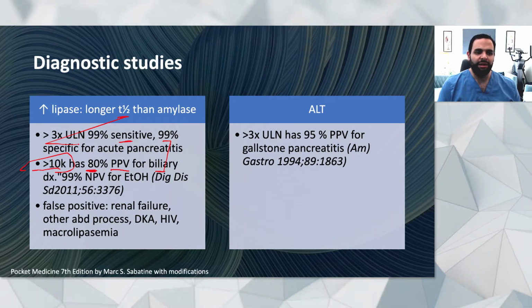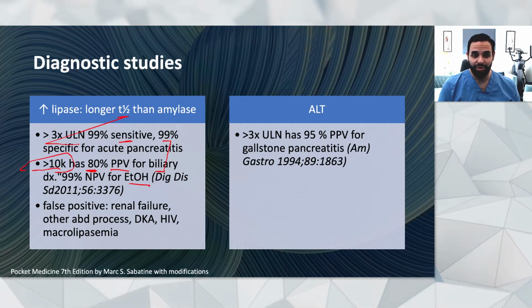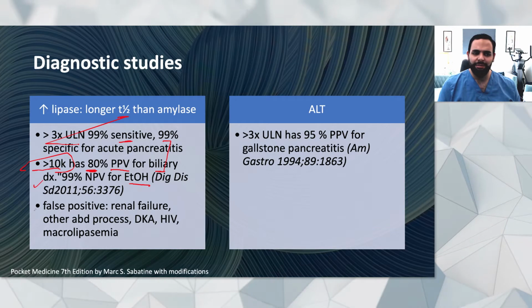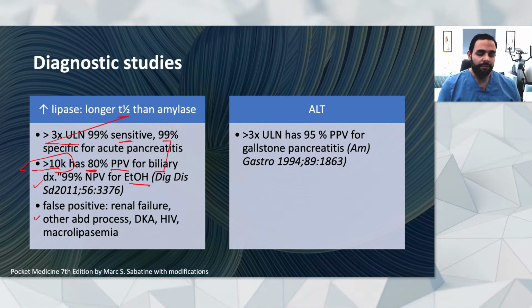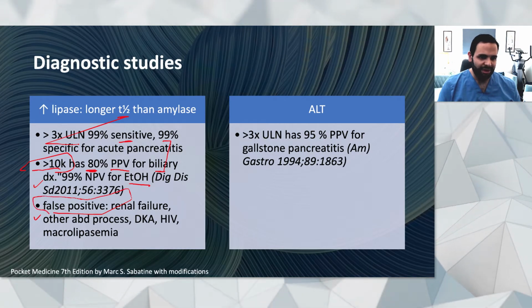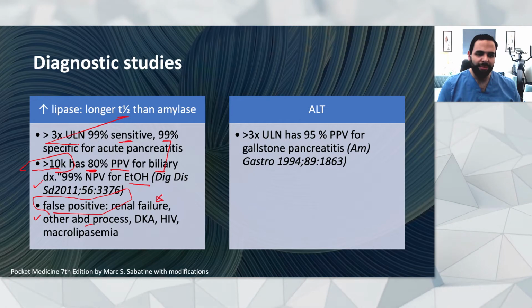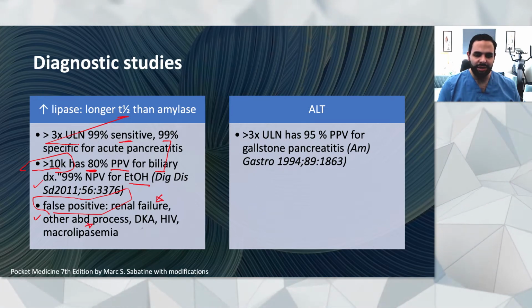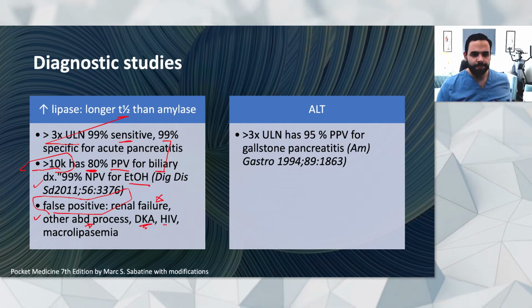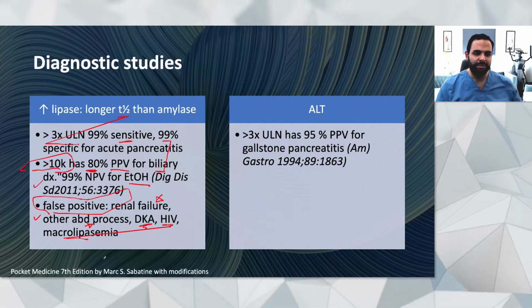And it also has 99% negative predictive value for ethanol use if it is really high. So it's negative predictive for ethanol. So those labs can be really useful. They can have false positives, so it's not only amylase that can have false positive and negative. Lipase can also be false positive in renal failure, in other abdominal processes, other inflammations in the abdomen, acute abdomen, for example, DKA, human immunodeficiency virus, and macrolipasemia as well.